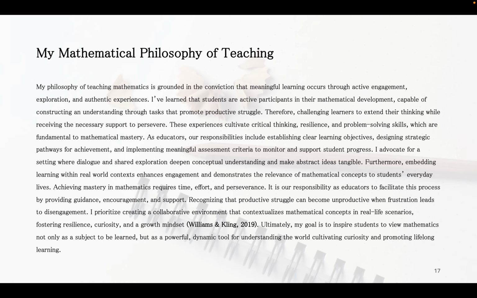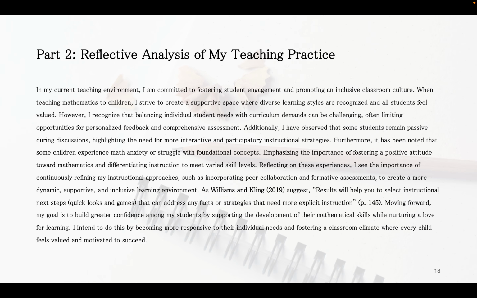It is our responsibility as educators to facilitate this process by providing guidance, encouragement, and support, recognizing that productive struggle can become unproductive when frustration leads to disengagement. I also prioritize creating a collaborative environment that contextualizes mathematical concepts in real life scenarios, fostering resilience, curiosity, and a growth mindset. Ultimately, my goal is to inspire students to view mathematics not only as a subject to be learned, but as a powerful, dynamic tool for understanding the world, cultivating curiosity, and promoting lifelong learning.